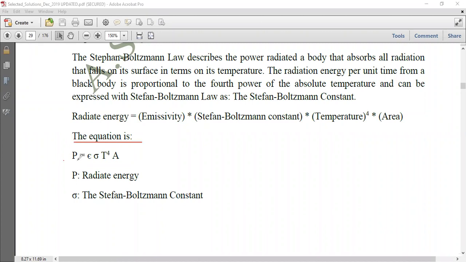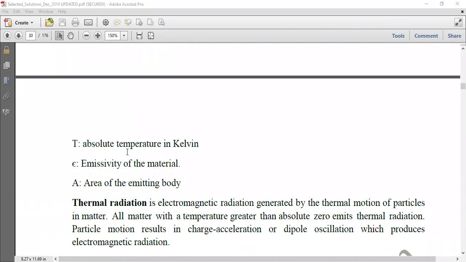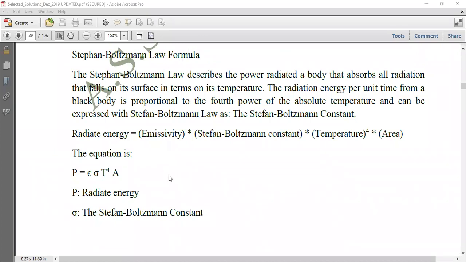The equation is P = epsilon sigma T^4 A, where P is the radiant energy, sigma is the Stefan-Boltzmann constant, A is the area, and T is the temperature in Kelvin of the black body. From this formula you can see that P, the radiant energy, is directly proportional to T to the power 4. So the higher the temperature, the higher the energy.